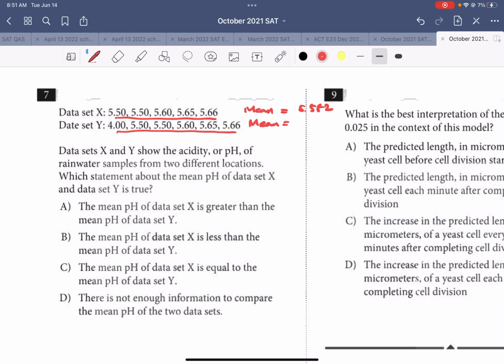5.6 plus 5.6566, and divided by the total number of data. So the other one, 1, 2, 3, 4, 2, 4, 6. Okay, so this one you get 5.318. Their mean average. So you can see the mean pH of data set A is higher, greater. So the answer is A.